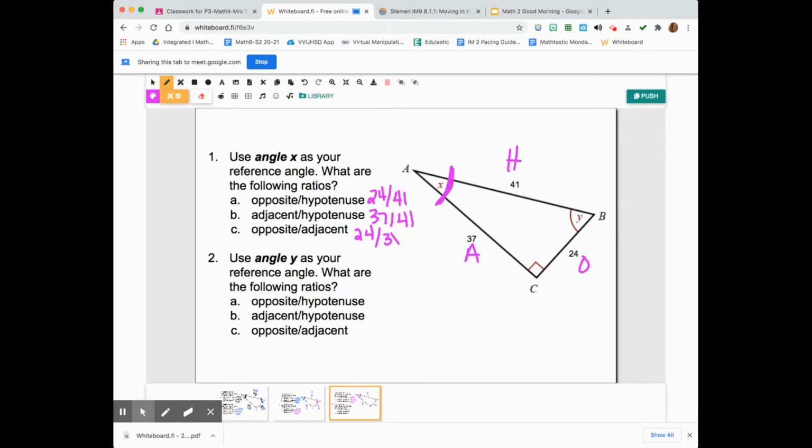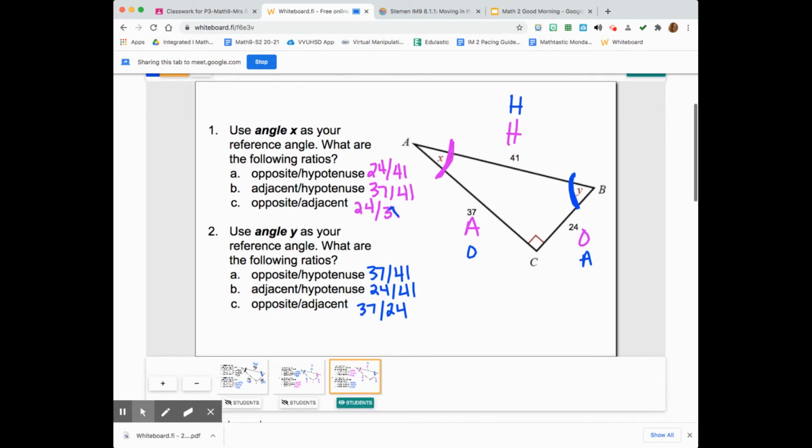And then change colors. So Y is now my reference angle. I have hypotenuse, opposite, and adjacent. So 2A, opposite over hypotenuse, now is 37 over 41. Adjacent over hypotenuse is 24 over 41. And then opposite over adjacent is 37 over 24. That should be a 37 up here, 37. All right. It looks good.